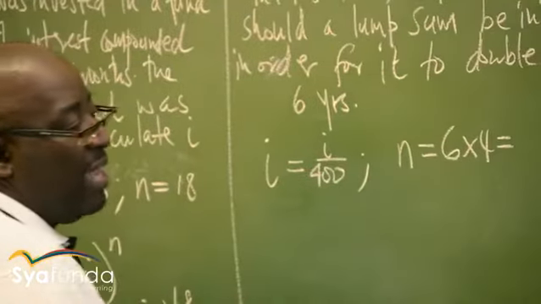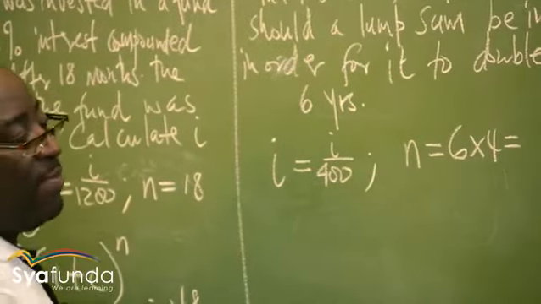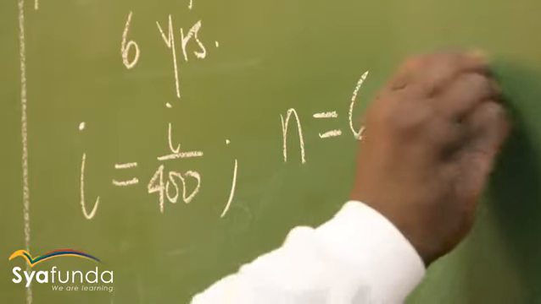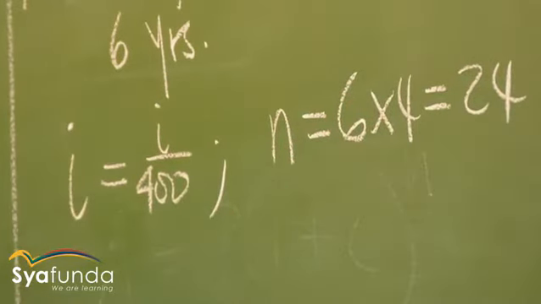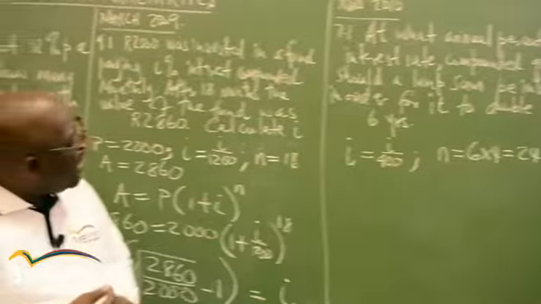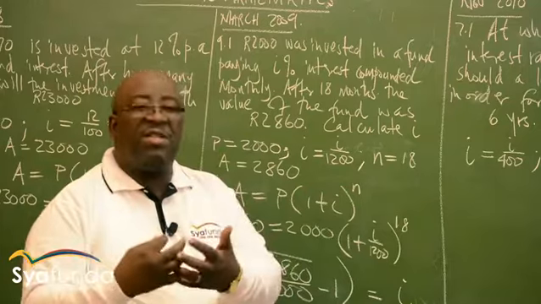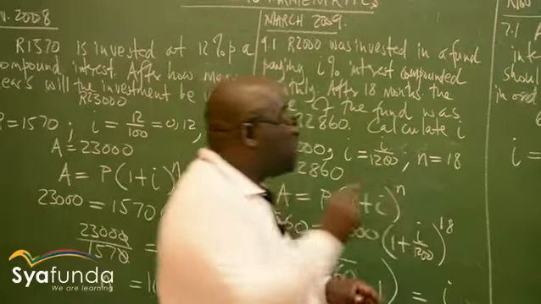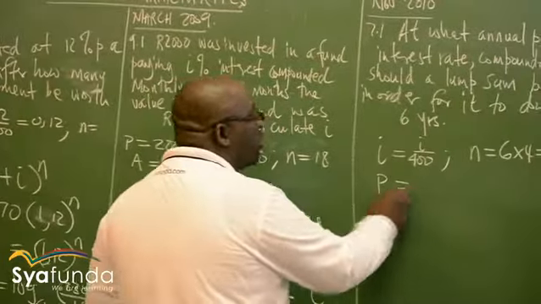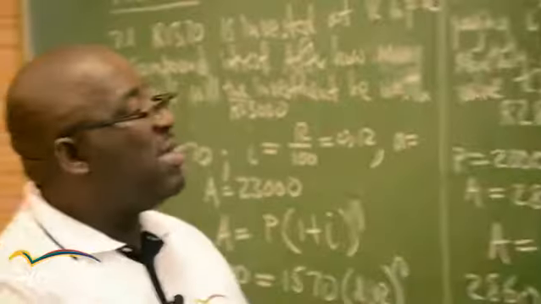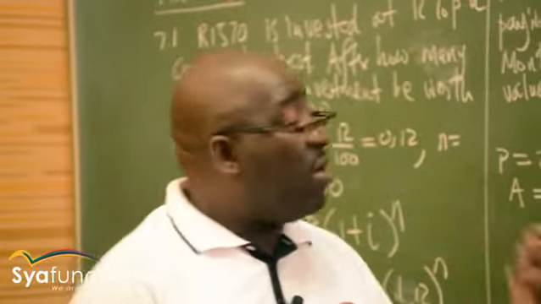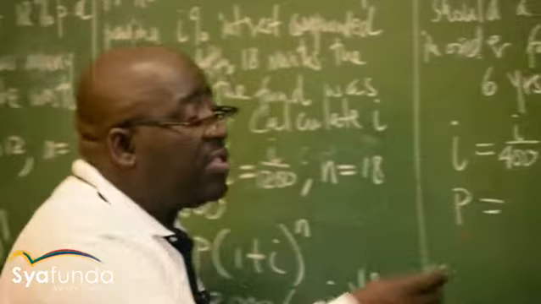So what is 6 times 2? It's 12 times another 2, it's 24. So this is 24. So N is actually 24. What else do I have here? Let's read this once more. At what annual percentage interest rate compounded quarterly should a lump sum be invested? What is the symbol that we use for something that we invest? It's P. Do we know what is P in this particular case? We don't know. Let's just give it a variable. Let's just call it X.